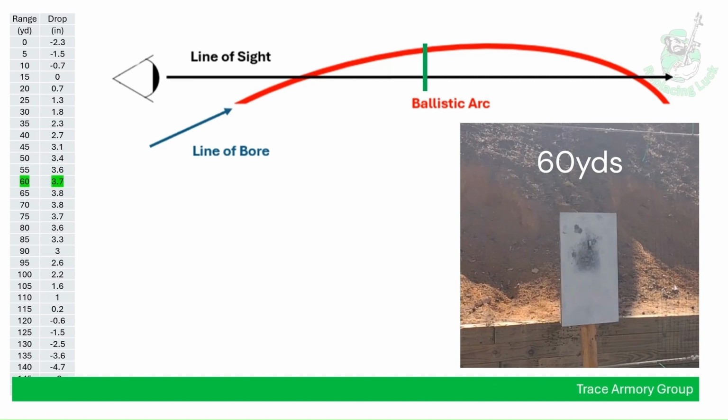All right, let's look at 60 yards to see what this performance is like. Now notice that the green line and the red line in the graphic above, pretty dang close to flying off the target. Let's see what this looks like.